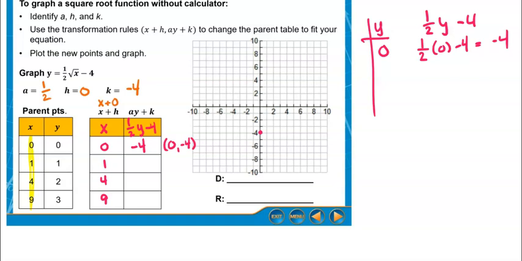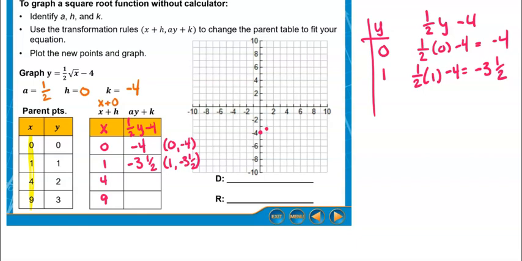So then I'm going to take x equals 1 and do the same thing. 1/2 times 1 minus 4. So that's going to be -3 and 1/2, because I'm 1/2 more than -4. So I'm going to put that here. So my next point is at (1, -3 1/2). So I'll go over to 1 and down to -3 and 1/2 and put my next dot.